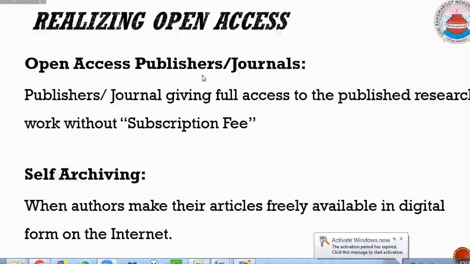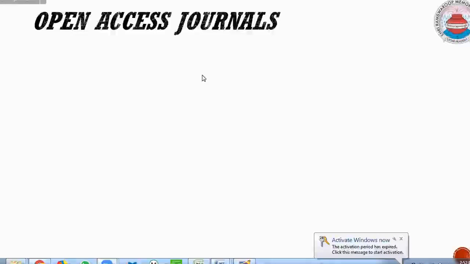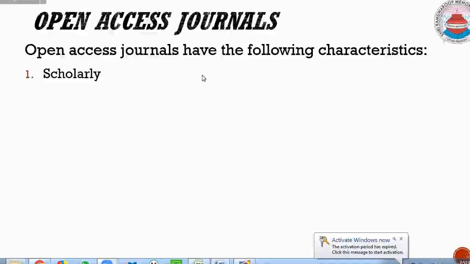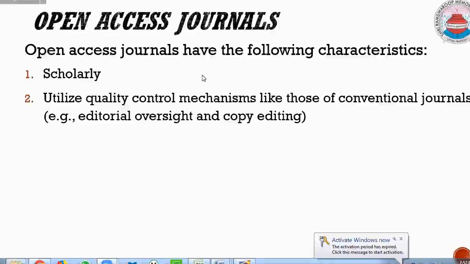So I will discuss one by one what open access publishing is, what the meaning of self-archiving is, and what the strategies are. Open access journals should have the following characteristics. First, they should be scholarly. What is the meaning of scholarly?